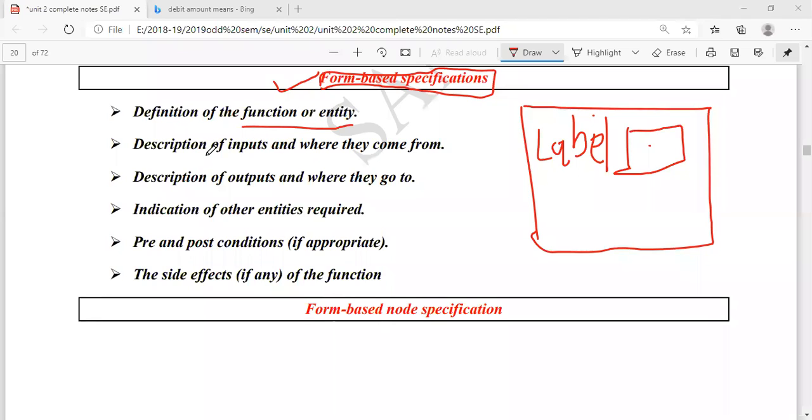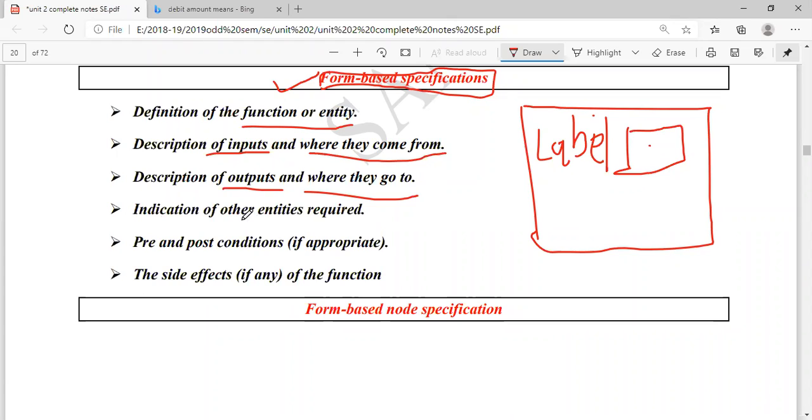It will also define what the main inputs of your project are and where they come from, that is, from where you are providing those inputs. It will also include the details of output and where they go to. So what are the basic outputs of your project or the components of your project, where the inputs are coming from and where the outputs are going. All such information is represented in the form-based specification.